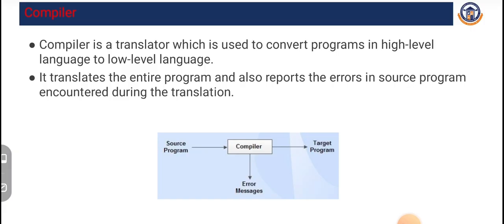translation process. The main advantage of the compiler is, if you have 1000 lines in your program, at the same time it will scan the whole program. After that, it will show the total number of errors in that program.